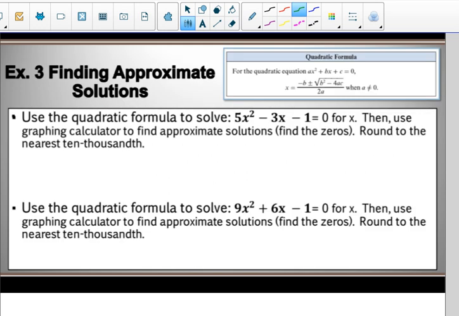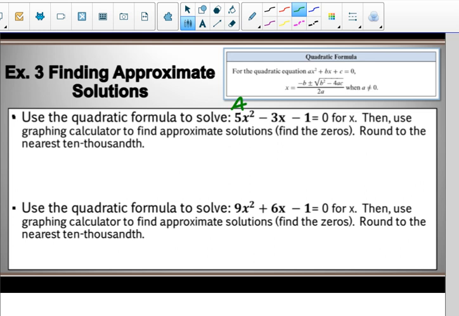Example 3, finding the approximate solution. So you're going to start off using the formula, and then you're going to use your graphing calculator to find the zeros. And you'll have to round it to the nearest ten-thousandth place, which means 4 decimal places.